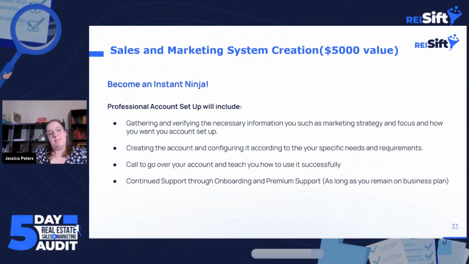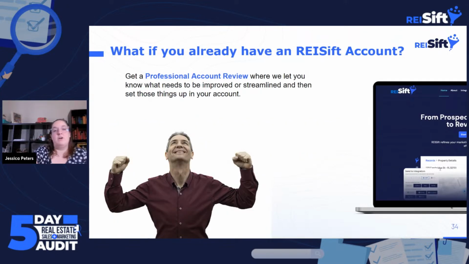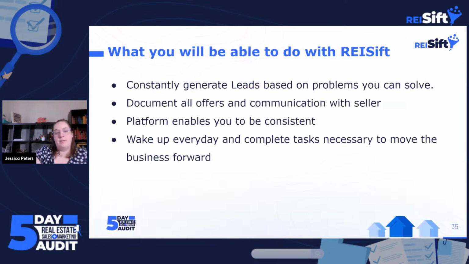This bonus comes with 3 months of the business plan. So during that time, you have those one-on-one calls available. And then if you continue on the business plan after that 3 months, you would be able to continue having those premium strategy calls and premium support calls. So if you're already an REI Sift user, we can review what you have already set up in your account and talk to you about what things you may want added, what processes that you haven't had a chance to set up yet, and we can help you review it, refine it, and continue setting it up.